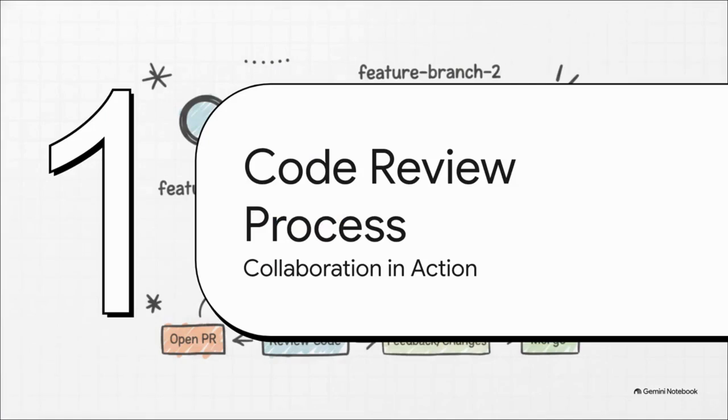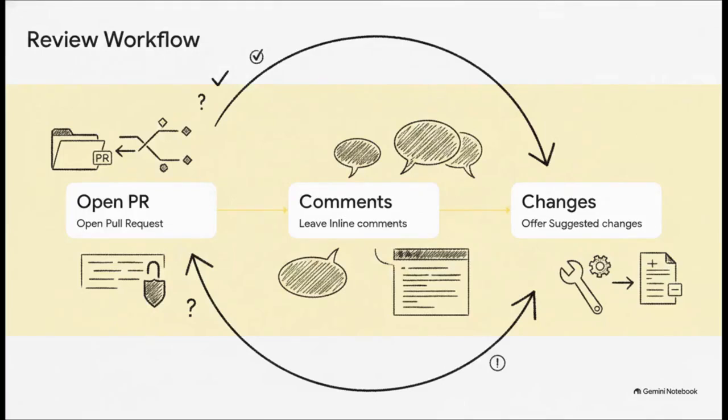Section 2. The code review process. Collaboration in action. The pull request has been opened, the invitation has been sent out, and now the gateway to peer feedback is officially unlocked. This is where your code really gets battle-tested. Let's move on and see how this builds into an actual workflow.